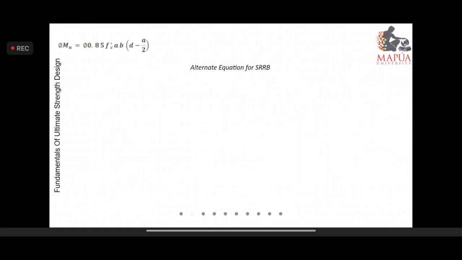And then for the alternate equation of a singly reinforced rectangular beam, we have this particular one: phi, the reduction factor, and the Mn. This phi is 0.9. And then this is, you know this already, 0.85 fc' ab times d minus a over 2. And this can be represented as this one if we will be dealing with rho as As over bd.